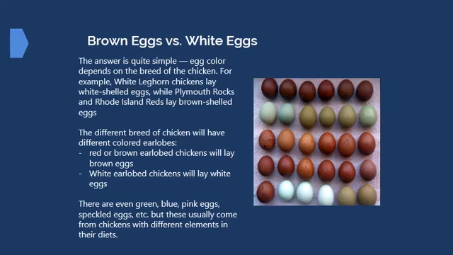The different breeds of chicken will have different colored earlobes, and the earlobes are actually the determining factor. Red or brown earlobed chickens will lay brown eggs. White earlobe chickens will lay white eggs. There really is no other distinction between them.